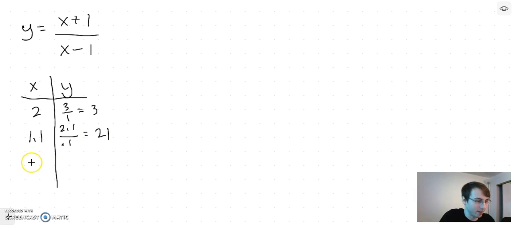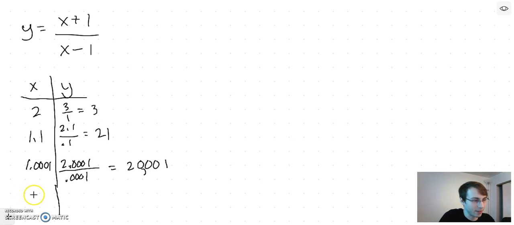When x is 1.0001, y is 2.0001 over 0.0001, which is some zeros, 20,001. So it's kind of like when x is 1, then y is pretty close to like 2 over, well, it's kind of like 0, which goes to infinity.